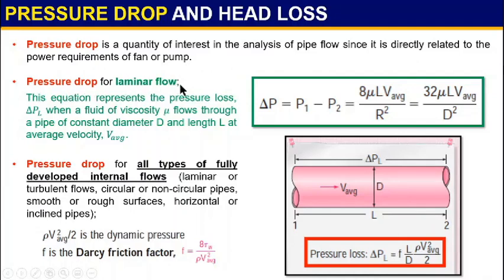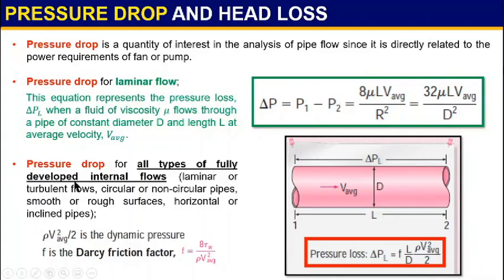Pressure drop for laminar flow: this equation represents the pressure loss, delta PL, when a fluid of viscosity mu flows through a pipe of constant diameter D and length L at average velocity V average. So you have this equation to calculate the pressure drop or pressure loss. Sometimes in the question they will ask you to determine the pressure loss of the fluid in the pipe.